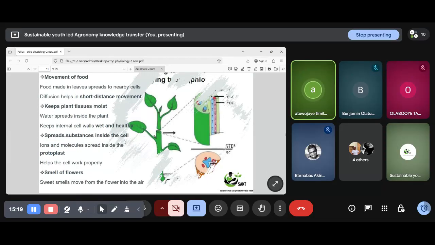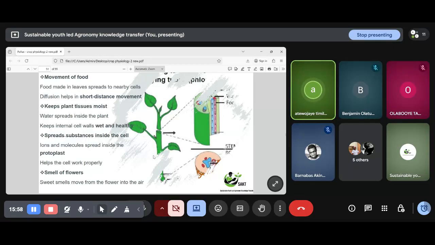So movement of food: food made in the leaf spreads to nearby cells. Diffusion helps over a short distance. When you give your plant foliar fertilizer or whatever, diffusion will help move that nutrient over a very short distance. It keeps plant tissue moist, water spreads inside the plant, keeps internal organs healthy, spreads substances inside the cell, and allows movement through the protoplast.